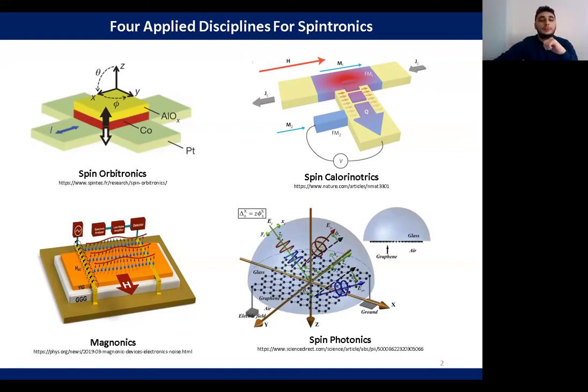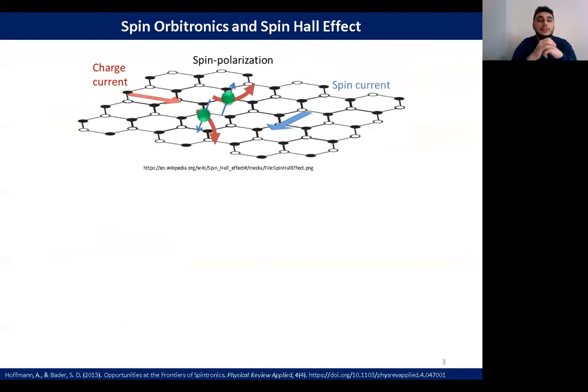Okay, let's now take a look at spin orbitronics and the spin Hall effect. At first, it was said that it could only be achieved by passing the load current through a ferromagnetic layer. However, as I have just mentioned, it has been understood that spin currents can also be produced from non-magnetic materials with the help of spin orbitronics. One of the key phenomena in this field is the spin Hall effect. The spin Hall effect is mainly caused by the spin-orbit interaction acting like a magnetic field.